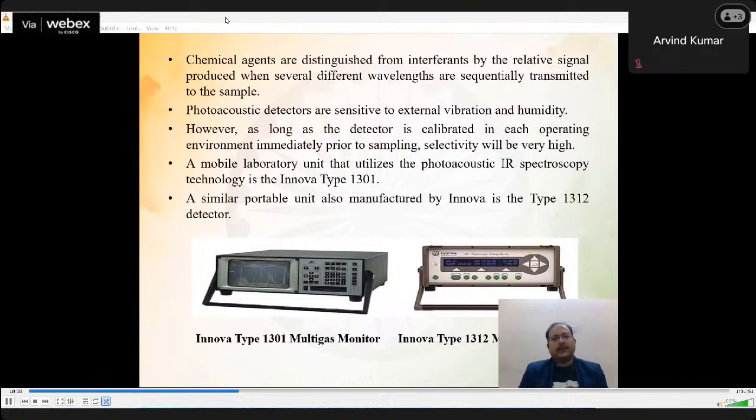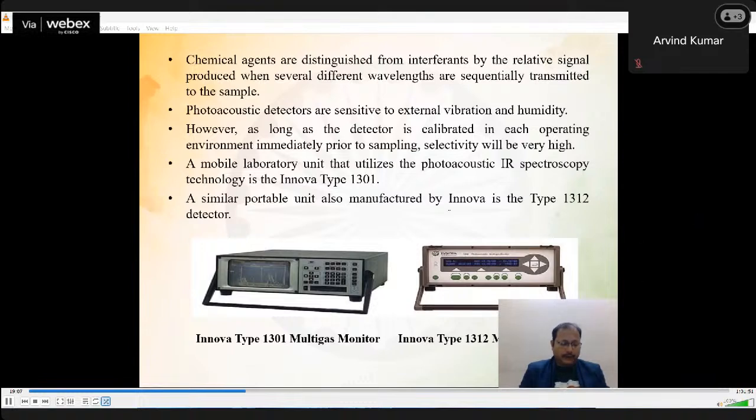Chemical agents are distinguished from interference by the additive signal produced when several different wavelengths are sequentially transmitted to the sample. Photoacoustic detectors are sensitive to external vibrations and humidity. So this parameter should be taken care of whenever we use these detectors, and we have to focus on this particular part.